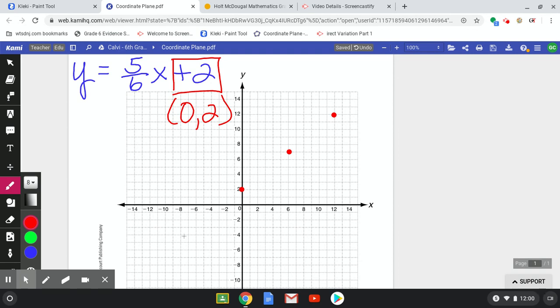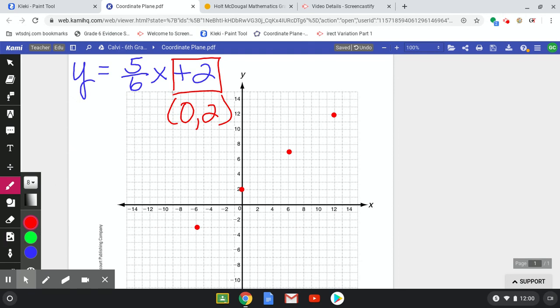If I wanted another point down here from my y-intercept, I'm going to do the opposite. Down 5, left 6. 1, 2, 3, 4, 5. 1, 2, 3, 4, 5, 6. Plot another point.